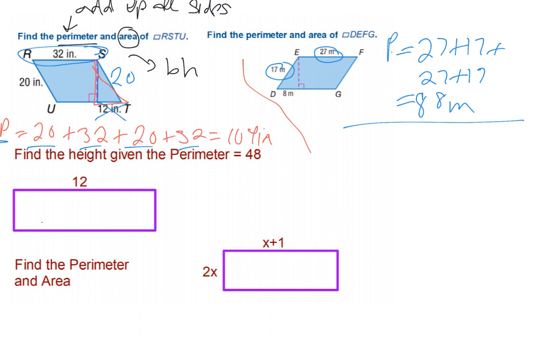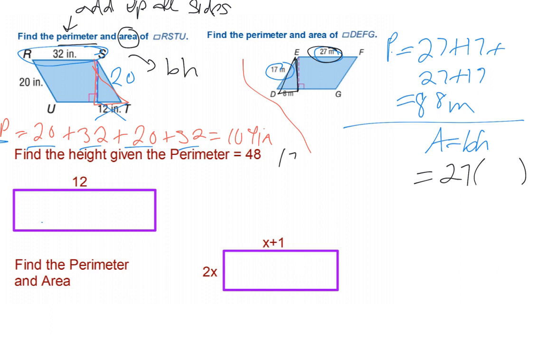That's perimeter. Area, I need to multiply base times height. And I know my base is 27. My height is not given on this one. So my base is 27. To find my height, I need to do the Pythagorean theorem because it's a right triangle.